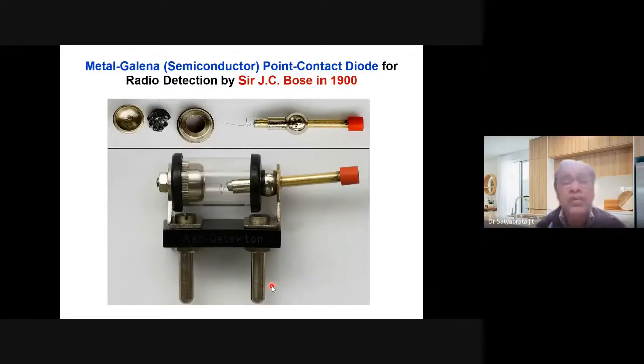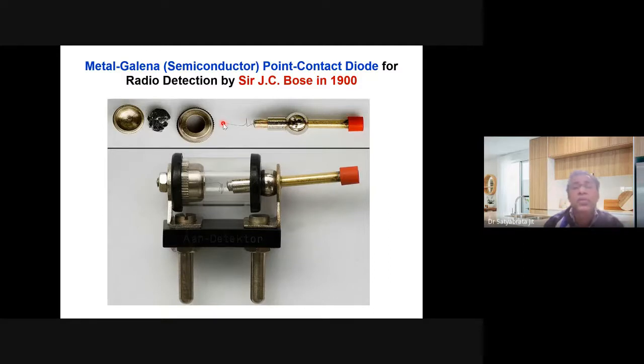Now, based on these things, the remarkable invention that took place in 1900 was by Sir J.C. Bose. That we consider the point contact diode. The preliminary structure that we have shown here is what Sir J.C. Bose did. Here it was galena. Galena means lead sulfide, right? So in this lead sulfide, it was put here.